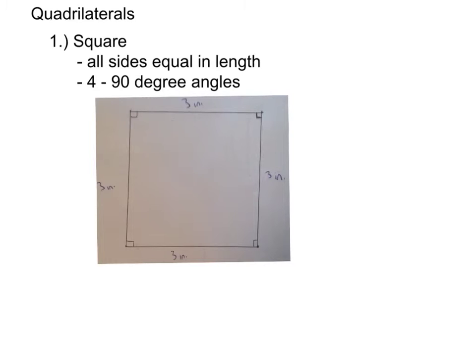The area of our square is going to be represented by base times height. Again, we said our base is 3 inches and our height is also 3 inches. And 3 times 3 gives us 9, and inches times inches gives us inches squared. So the area of the square is going to be 9 inches squared.